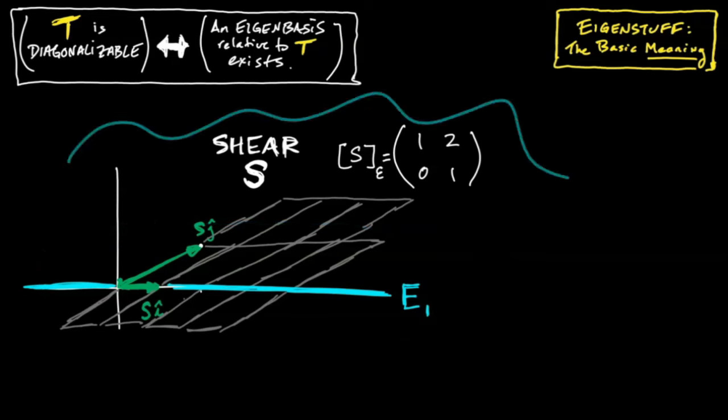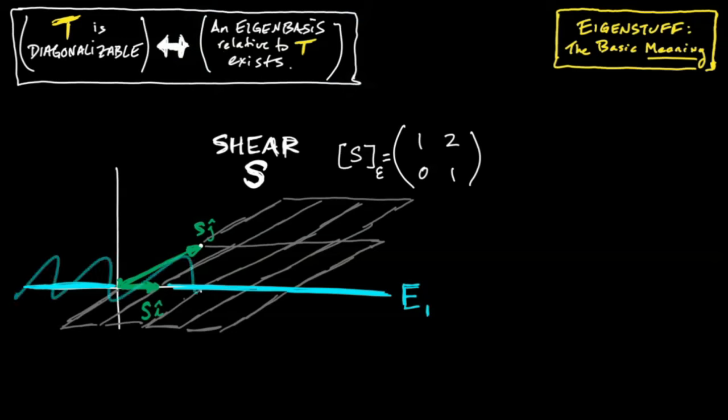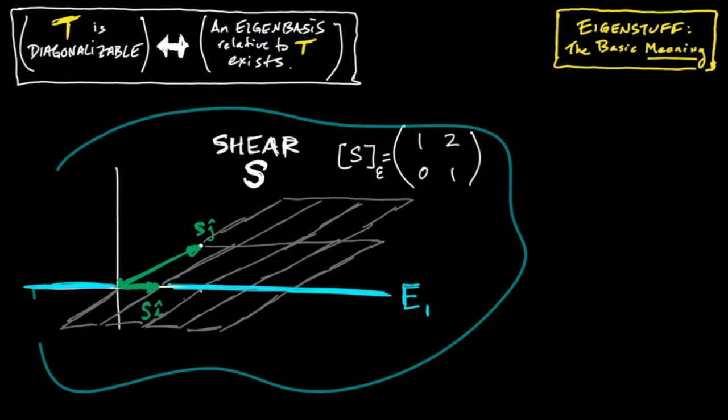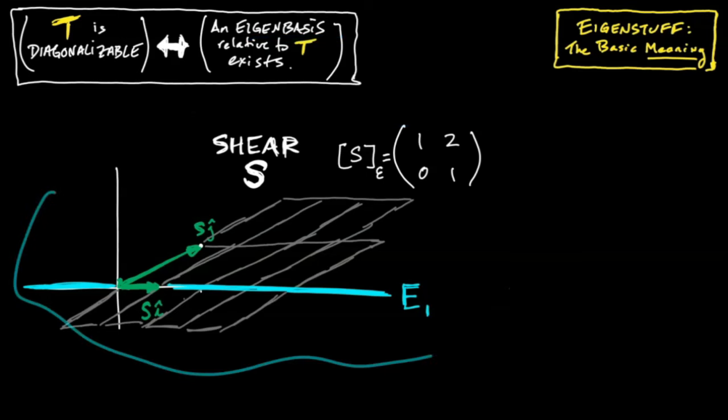We're operating in a two-dimensional space, R2, but we only have one dimension worth of eigenvectors. Consequently, we don't have enough linearly independent eigenvectors to build up an eigenbasis relative to our shear. I mean, there are infinitely many eigenvectors, every vector on that line, but we need two linearly independent eigenvectors to have an eigenbasis since we are working in R2. Since we don't have enough linearly independent eigenvectors to get an eigenbasis, this shear is not diagonalizable.